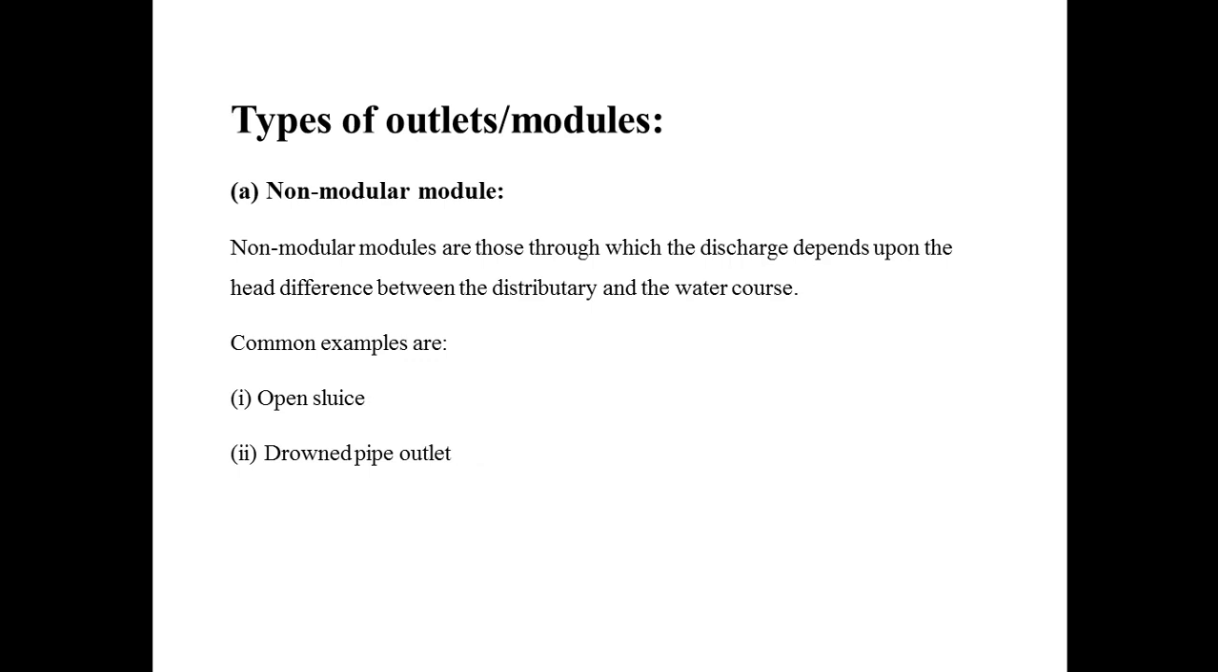Next is types of modules or outlets. There are several types of modules. The first one is the non-modular module. Non-modular modules are those through which the discharge depends upon the head difference between the distributary and the water course. The common examples are the open sluice and round pipe outlet.